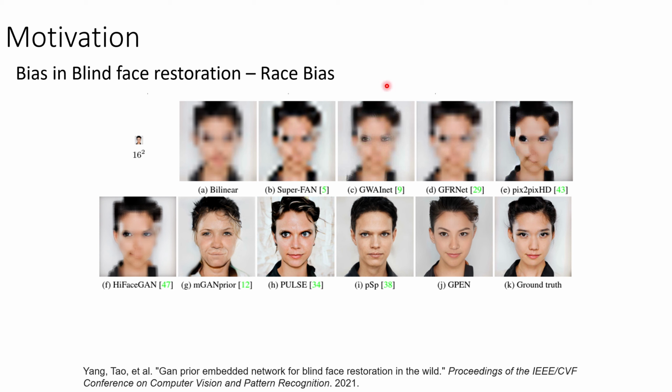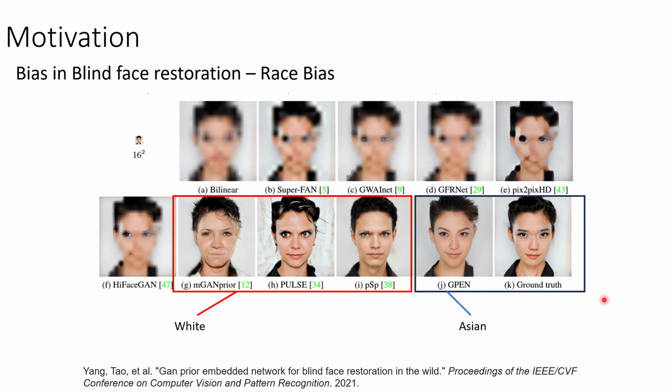And the next bias I'm going to introduce is race bias. In this case, the ground truth is an Asian woman with a little makeup. But these three models generated a white woman instead. But the ground truth is an Asian woman. So we can say that the models tend to generate white faces instead of Asian or other faces. So that's what we call race bias.